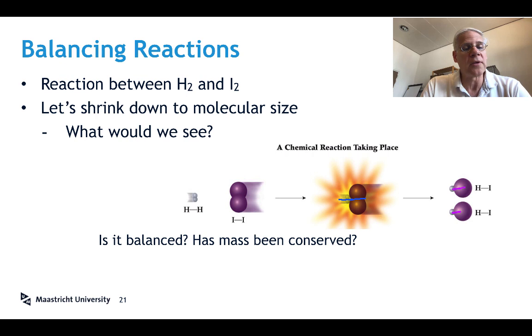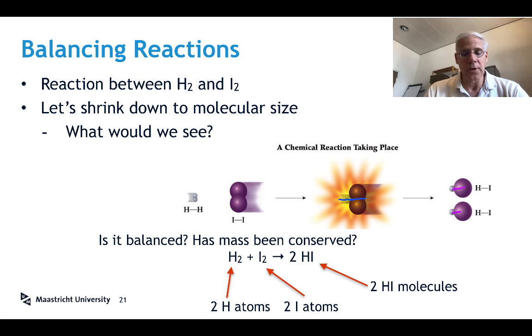Okay, now we want to know, is it balanced? And when we say a reaction is balanced, it means that I have the same number of atoms of one element going in as coming out in the products. So I can't lose atoms, I can't gain atoms. I have to have the same number of atoms of each element in both the reactants and the products.